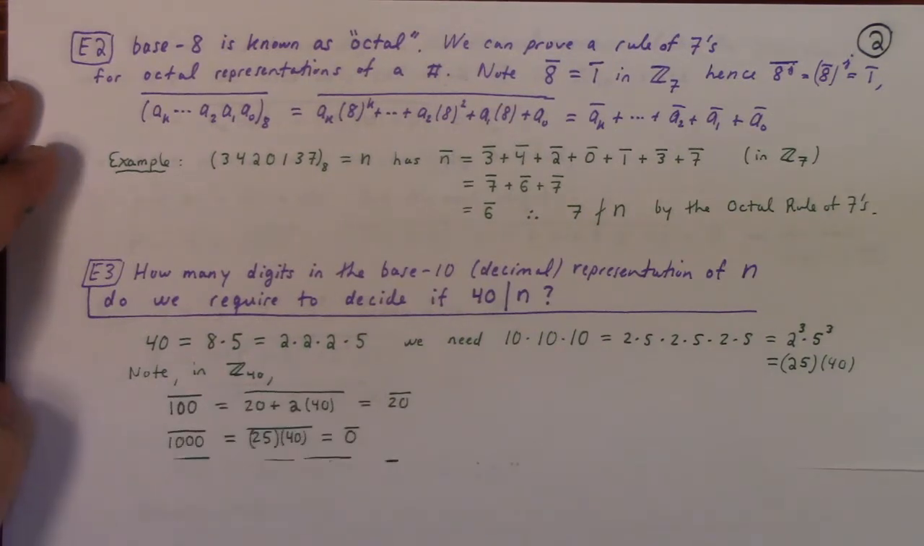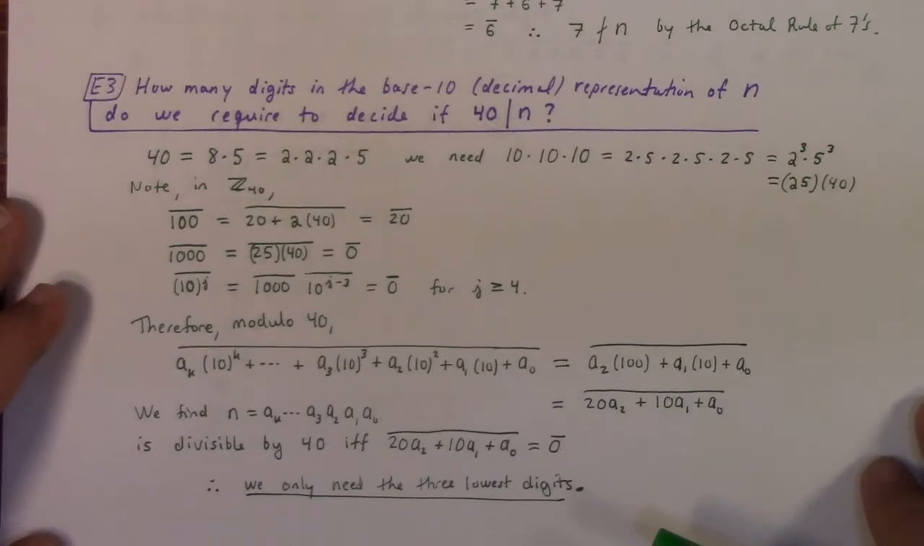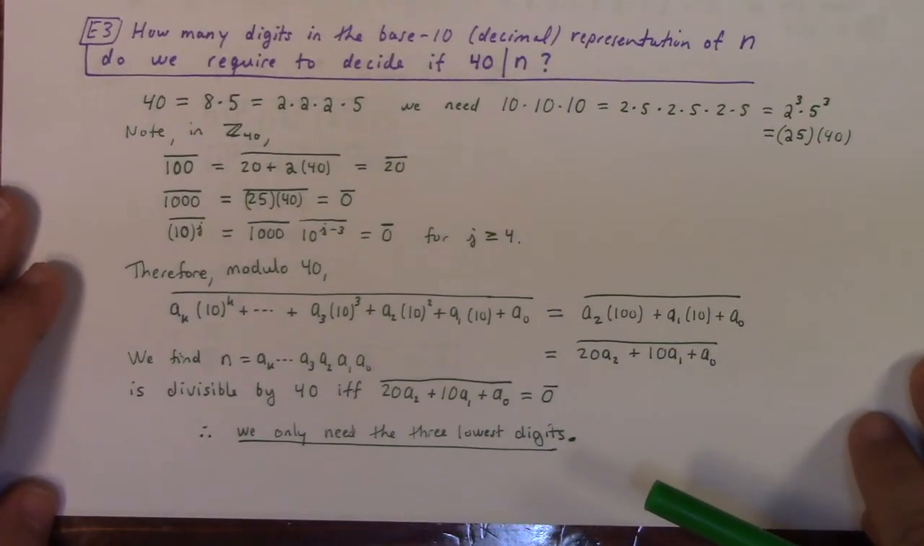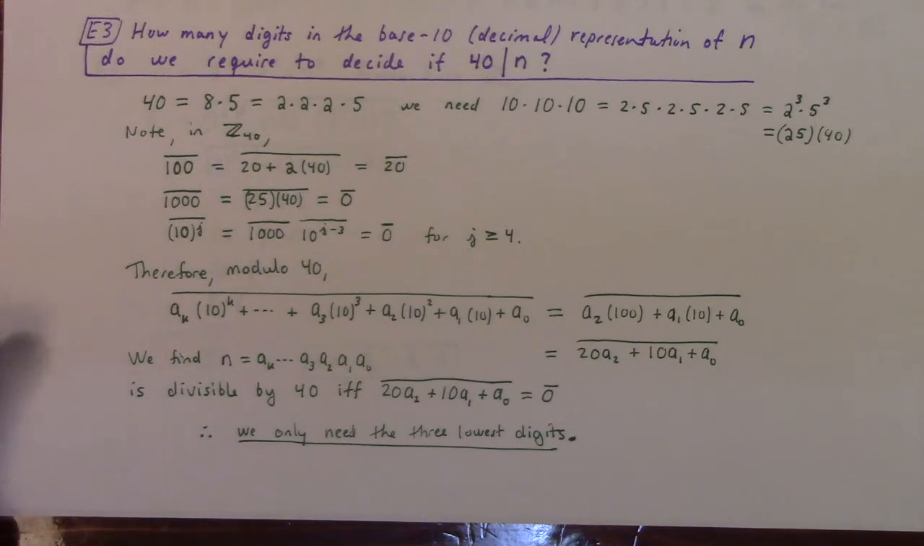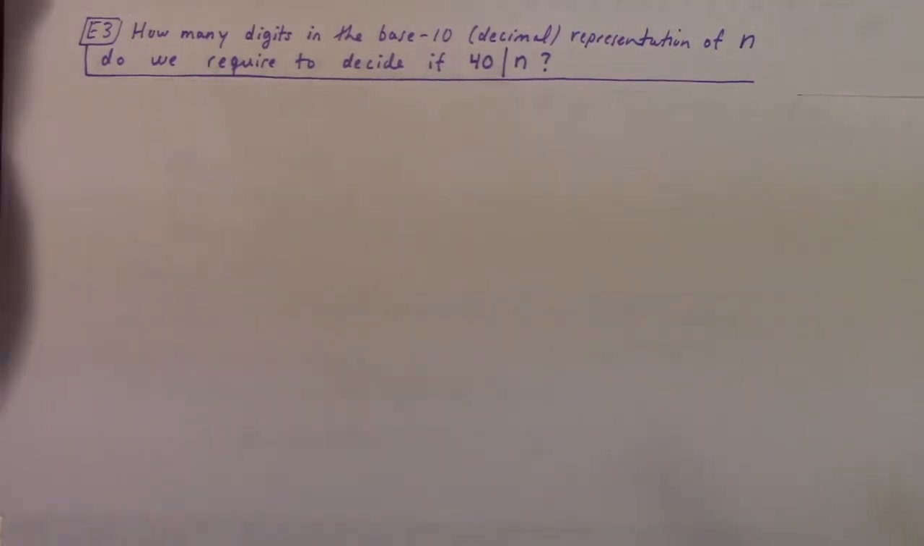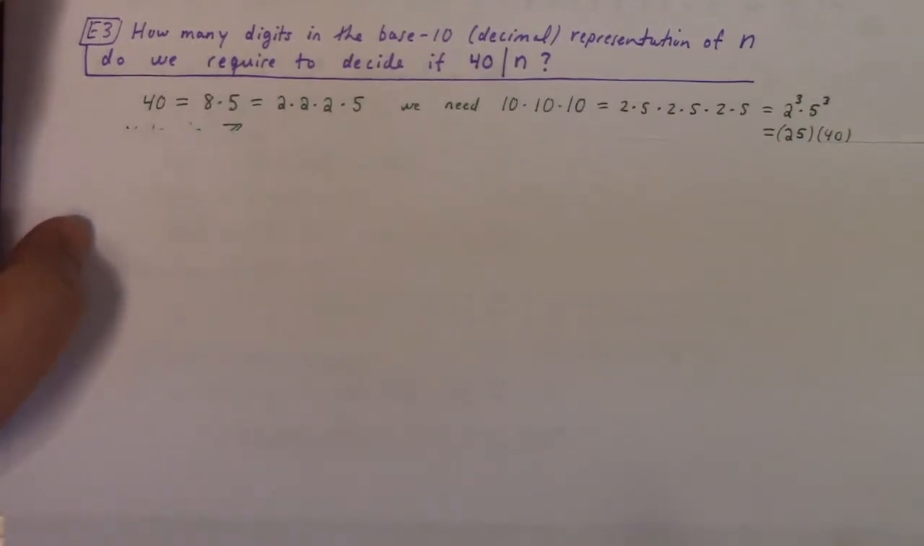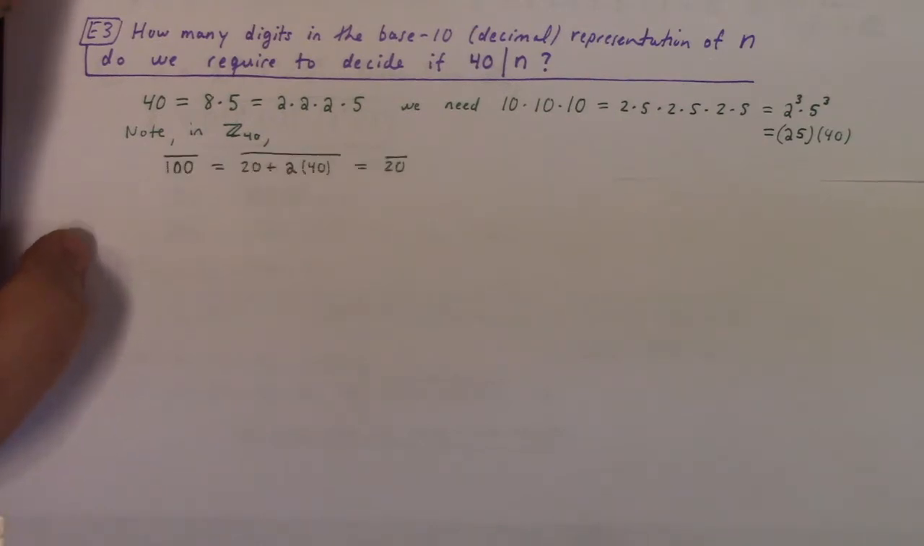Let me look at some other problems that are of similar nature, but a little bit different here. How many digits in the base 10 decimal representation of n do we require to decide if 40 divides n? So let's see here. 40 is 8 times 5, which is 2 times 2 times 2 times 5. And so in order to get a 40 in a power of 10, I need 10 cubed, right?